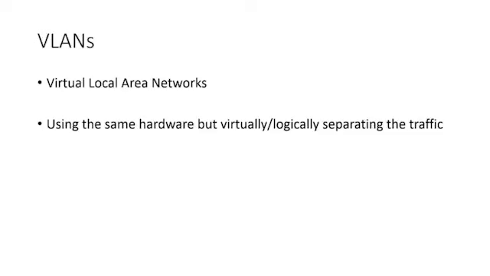Now we also have VLANs, and we can use VLANs for security. We use VLANs to segregate traffic as well. A VLAN is a virtual local area network. Now what this means is we're using the same hardware that we have inside of our infrastructure, but virtually or logically we're separating the traffic. That helps, the traffic separation helps with security, and because we're segregating that traffic, we're separating it out inside of the network. So let's think of it this way.